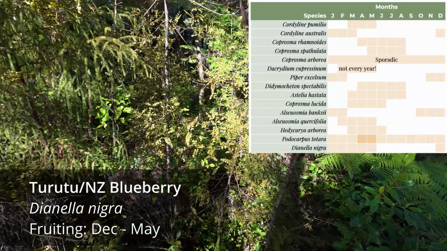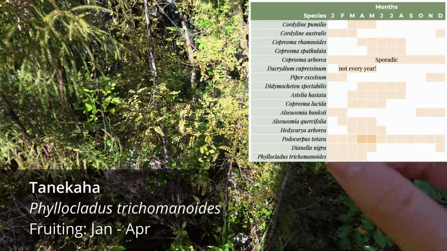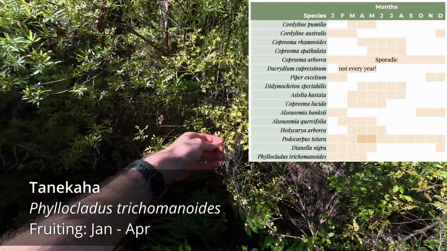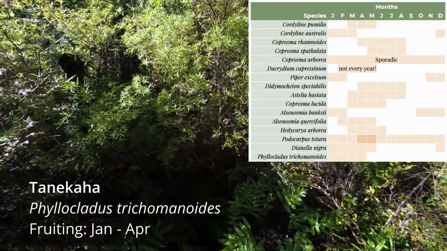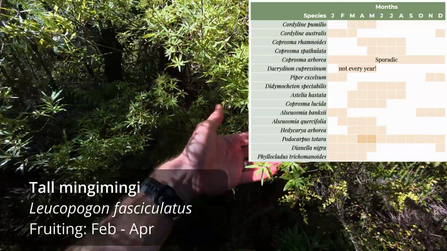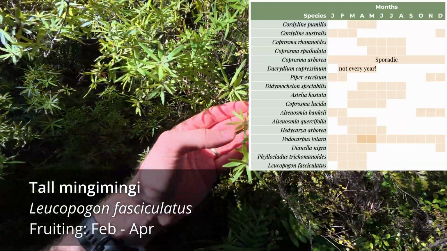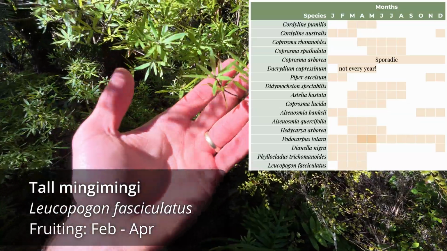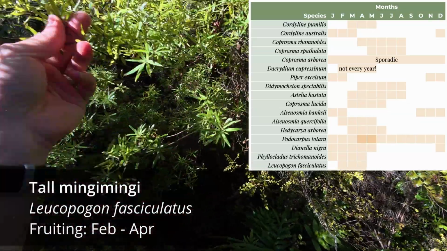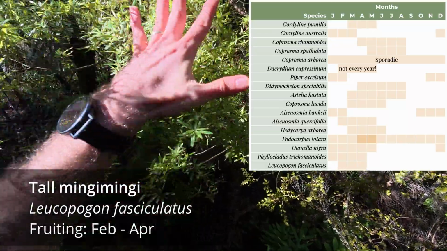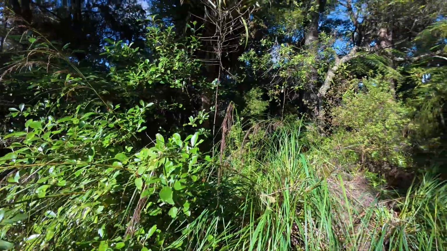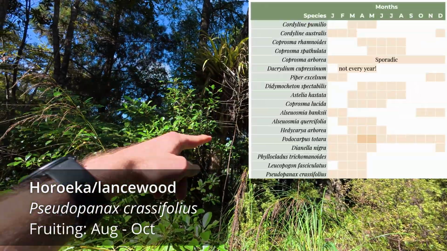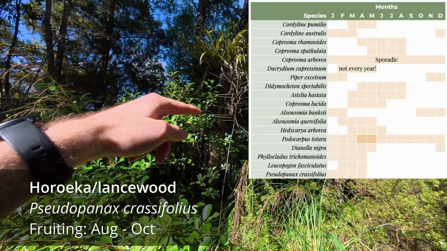We've got the tanekaha that also produces little white fruit-like berry things. Similar to our podocarps, it's going to take a little while before it starts to actually fruit. And beside it here, tall mingimingi. This one here is actually in the blueberry family, believe it or not, and it does produce little berries. The berries are white, but they are kind of blueberry shaped. So white or pink actually. But yeah, blueberry family, produces fruit, perfect. We do have here actually a horoeka or lancewood. This is in the Pseudopanax genus, and that's important to keep in mind.